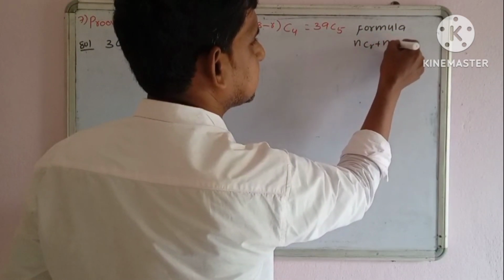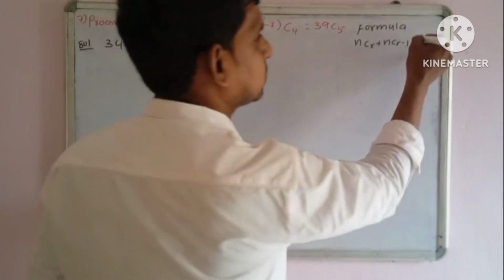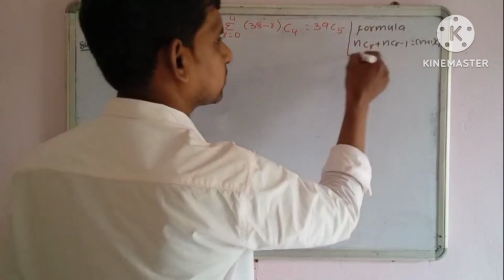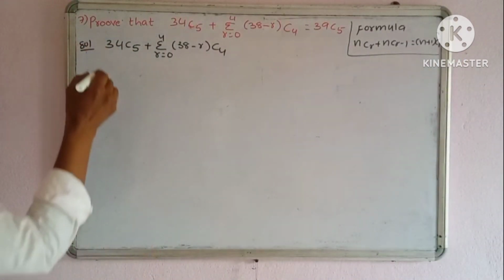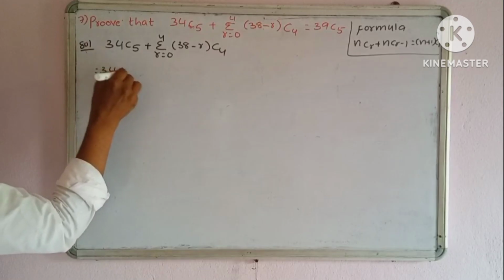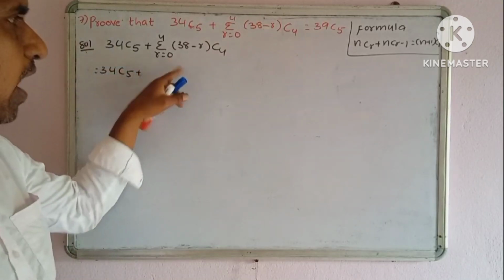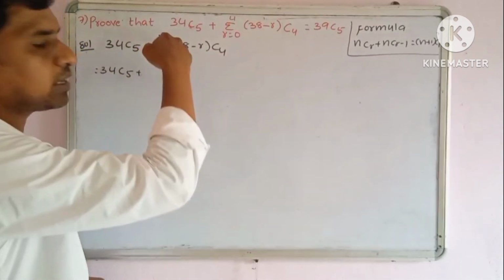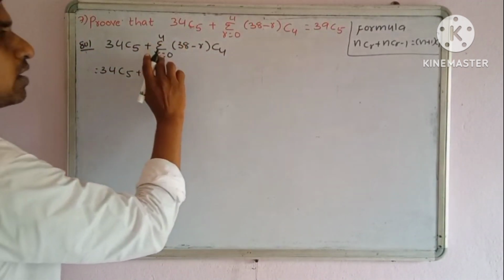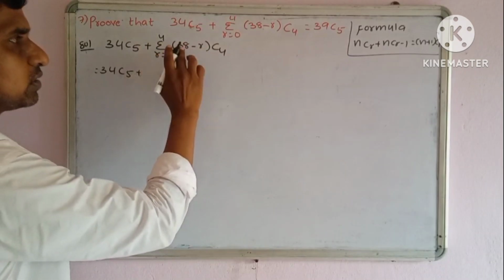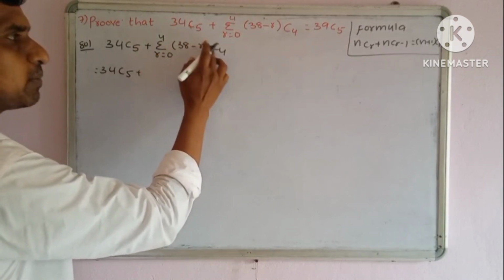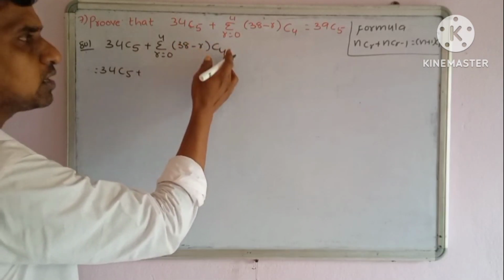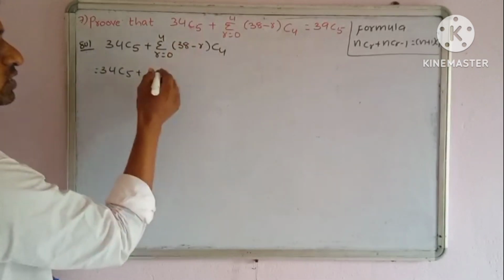nCr plus nCr minus 1 equals n plus 1 Cr. Okay. 34C5 plus sigma r equals 0 to 4, 38 minus r C4. Here 0 is called the lower limit, 4 is called the upper limit. So sigma, first keep r equals 0: 38 minus 0 C4, 38 minus 1 C4, 38 minus 2 C4, 38 minus 3 C4 plus 38 minus 4 C4. Okay, from last to first.